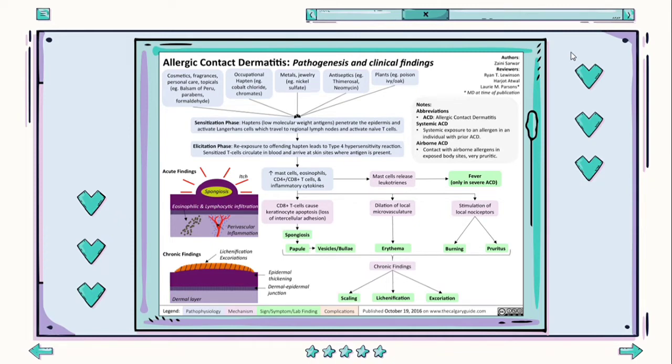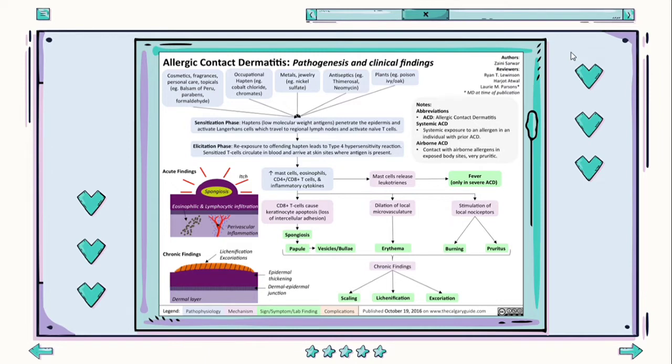After that, upon re-exposure to the offending haptens that may lead to a hypersensitivity reaction, the sensitized T cells will circulate in the blood and arrive at skin sites where the antigen is present. This is called the elicitation phase. After this phase, mast cells, eosinophils, CD4, CD8 T cells, and inflammatory cytokines will increase. The increase of mast cells will cause the release of leukotrienes, thus fighting the antigens, and will cause fever. Fever is only present in severe allergic contact dermatitis.